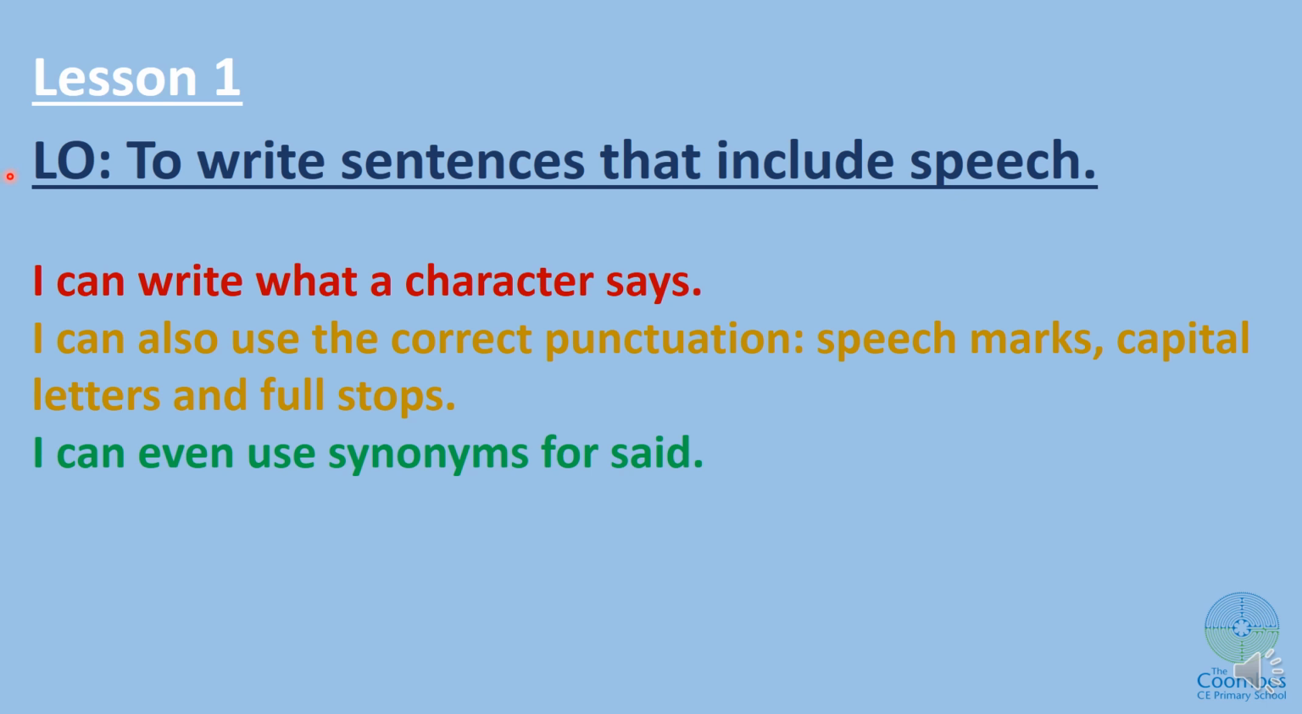In today's lesson, you are writing sentences that include speech. So this is when the characters in the story are talking to each other. The first one is I can write what a character says. Then can you also use the correct punctuation? So that's your speech marks, that's the inverted commas, capital letters in the right places, and full stops. And can you even use synonyms for said? And we're going to look at what synonyms means in just a moment.